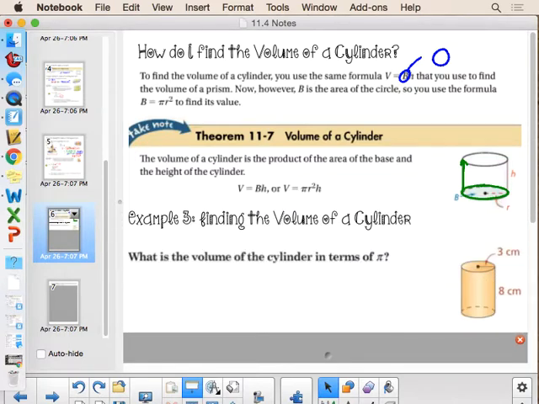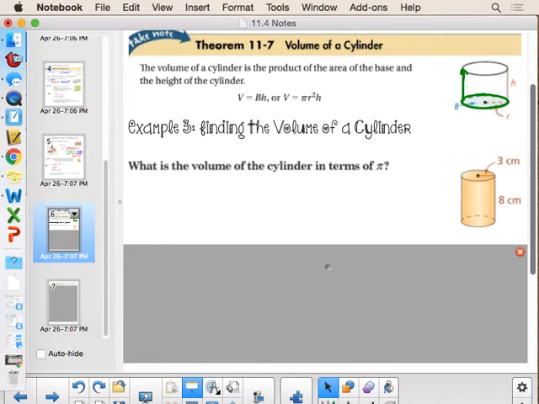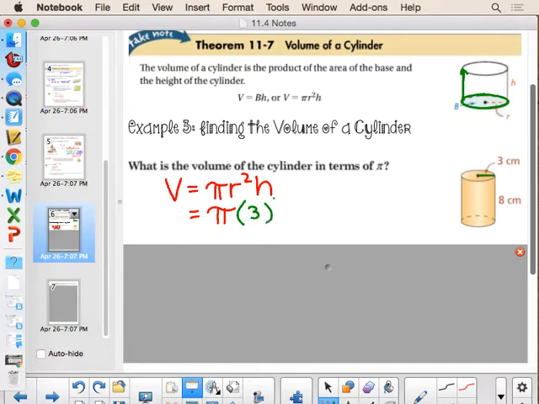All right, here's my example. We need to find the volume of the cylinder in terms of pi, okay? I'm going to write down my formula for myself: pi r squared times height. All right, we know pi is going to be a component of our answer. Looking at my diagram, the radius of the base is going to be 3. So we're going to have 3 squared. And we're going to multiply this by the height being 8 according to the image, okay?